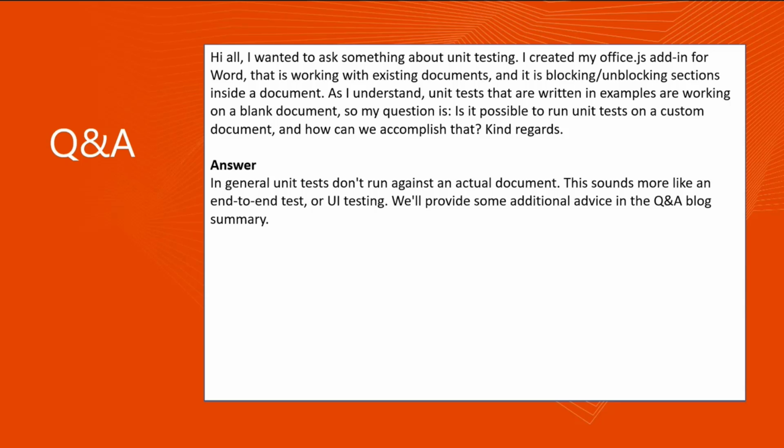So in general, unit tests don't run against an actual document. Unit tests are, as I understand it, about isolating a particular function and testing it in isolation from anything else, generally providing mock objects if necessary. So it sounds like this is more like an end-to-end test or maybe UI testing. I'm following up with the developer experience team to see if we can provide any additional advice in the Q&A blog summary. I can say we don't have any specific tools for doing this sort of thing, but there might be something we can point you to. So I'll see what I can find out.